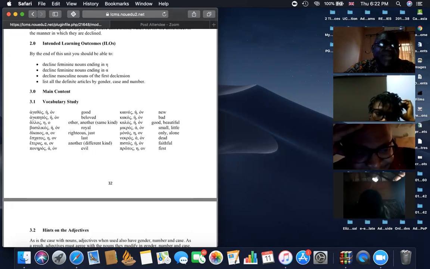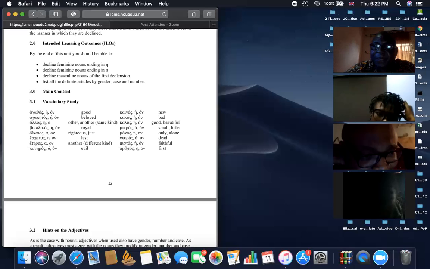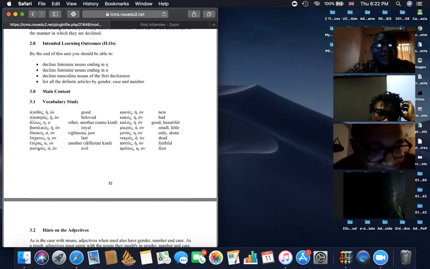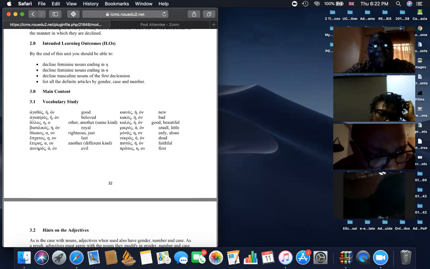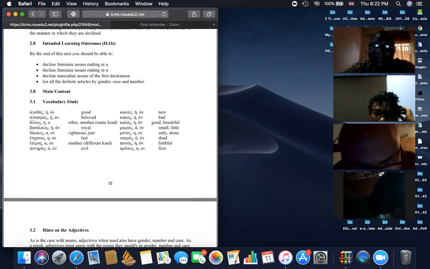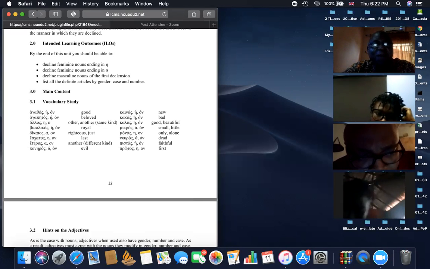Then the next word is agapetos, agapete, agapeton, beloved. Then the next one is allos, alle, allo. Allos, alle, this means other or another. If you see the bracket there, I put same kind because it has a very, very serious implication. We will come across another word.